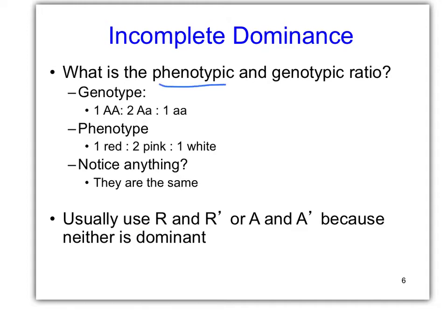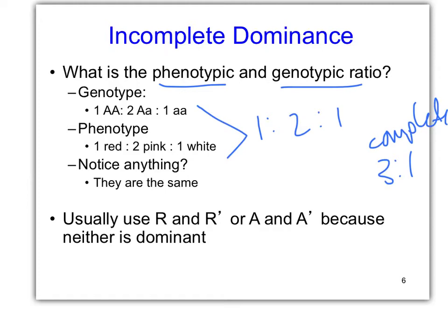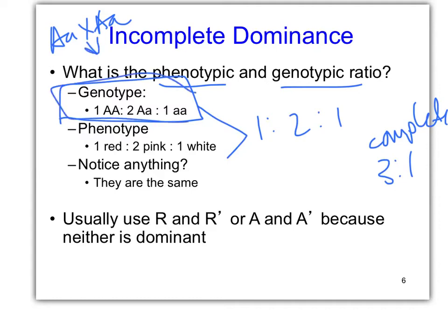Just like we talked about in class, phenotype and genotypic ratio, both are the same, 1:2:1. Not the same for complete dominance. In complete dominance, the phenotypic ratio is 3:1. Does the genotypic ratio change? No, because the genotypic ratio doesn't change for any of these. The Punnett square is still the Punnett square. AA times AA is always going to give you the same genotypes. It's just what they look like, the manifestation of the genotype in the phenotype, that changes.